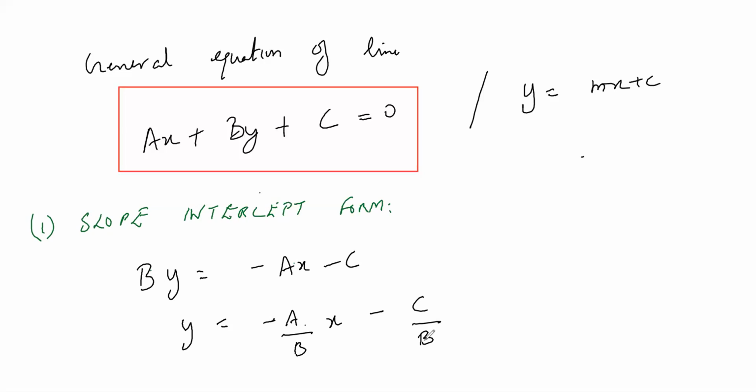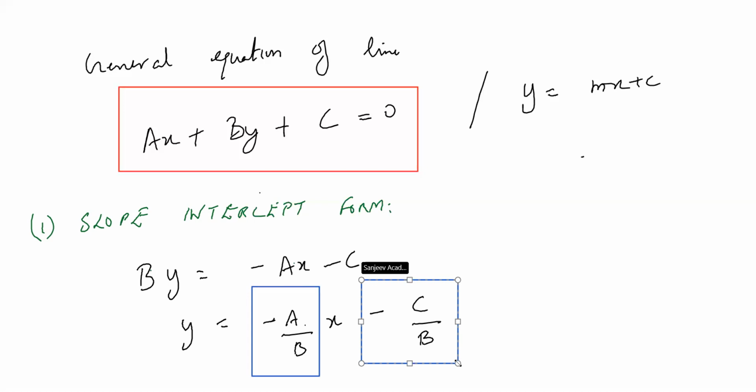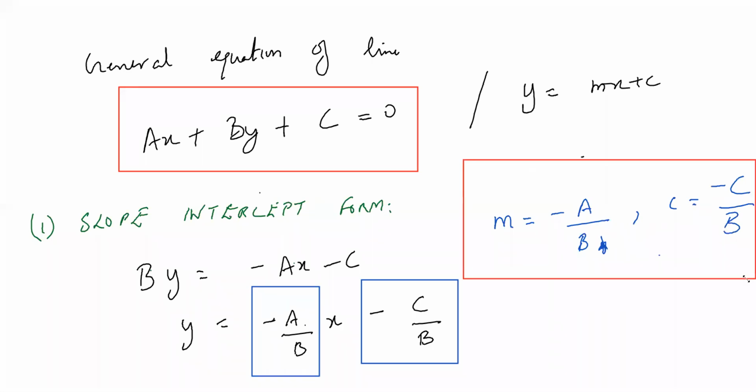So I'll tell you what is the importance of this. Now I'm going to mark two things here. One is this a by b, another is minus c by b. So from this I will get two things. What are the two things? M is my slope. M is equal to minus a by b, I am getting it. Another one is a constant, small c is equal to minus c by b.